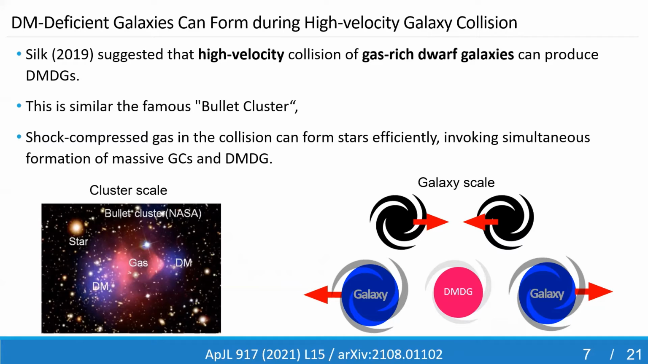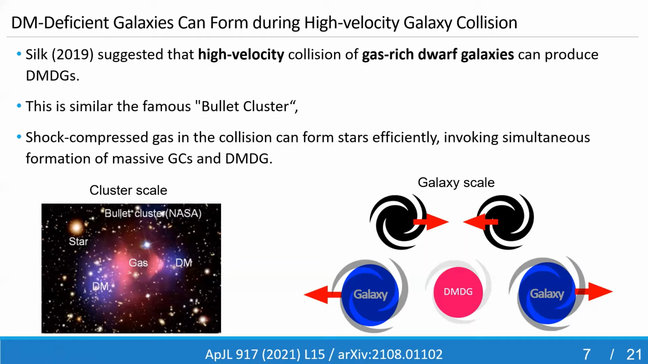To address these enigmatic properties of DF2 and DF4, lots of researchers suggested various formation scenarios. In our research, we demonstrate the scenario suggested by Joseph Silk. He suggested that a high-velocity collision of two gas-rich dwarf galaxies, an event that is comparable to the famous bullet cluster shown here, can produce DMDGs.